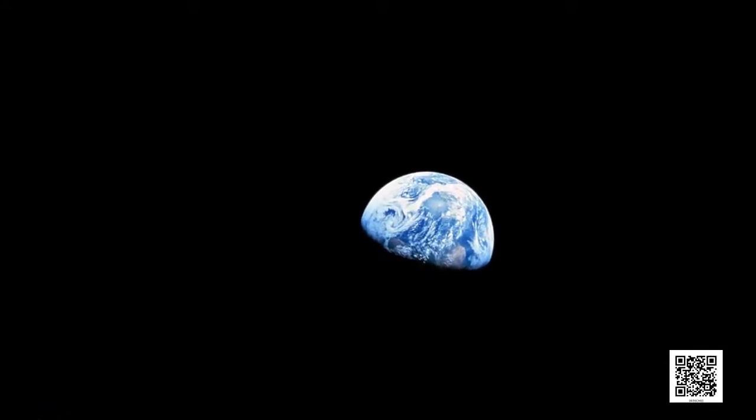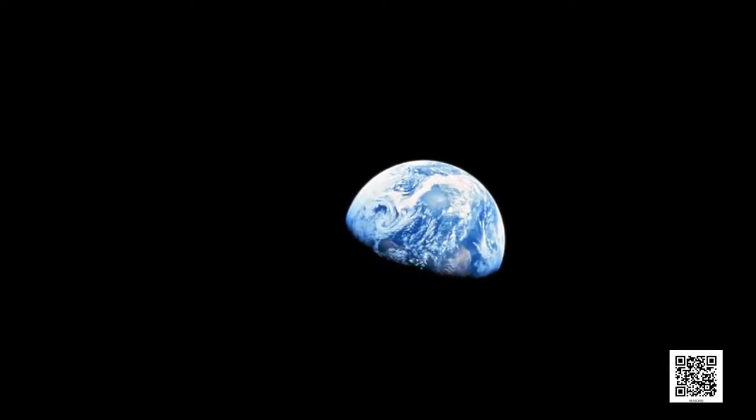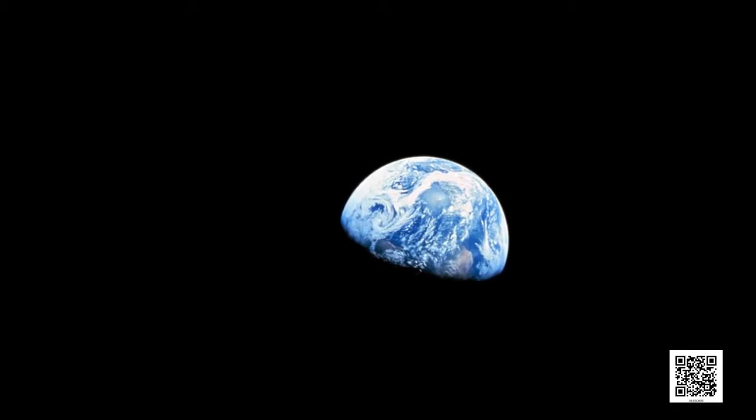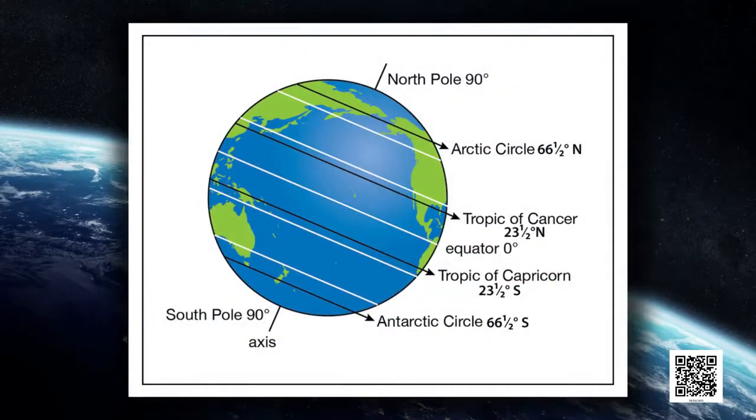From outer space, the Earth appears blue because two-thirds of its surface is covered by water. It is therefore called a blue planet. Now, see the picture carefully.